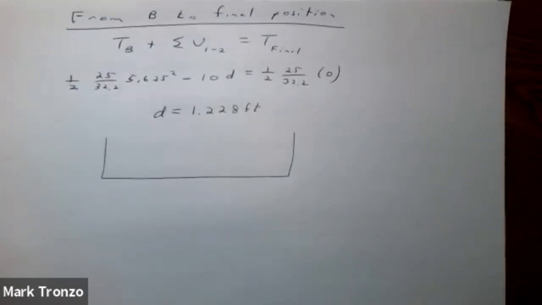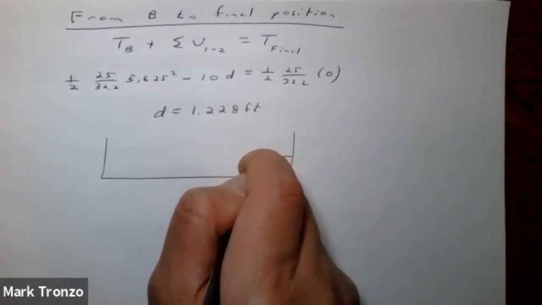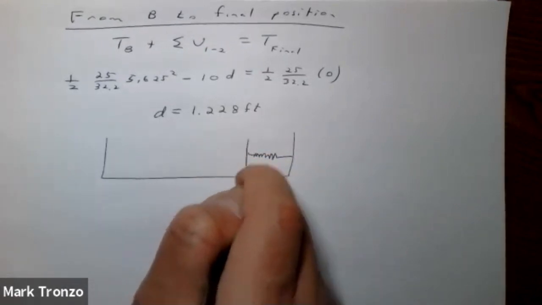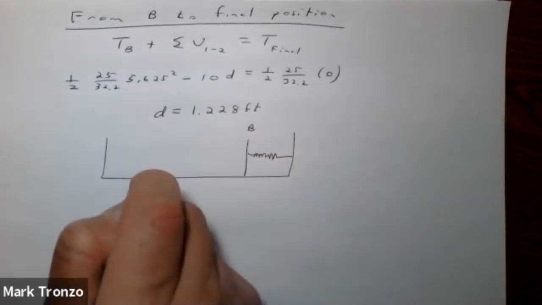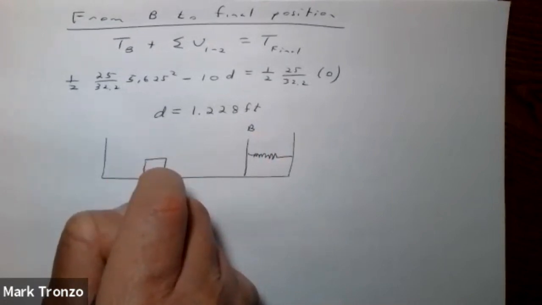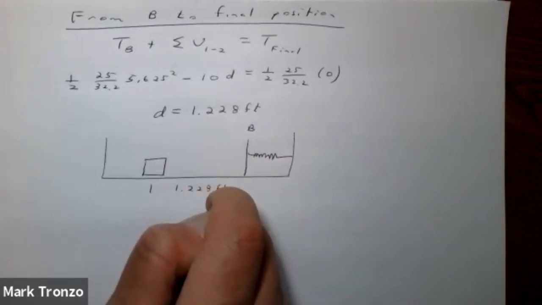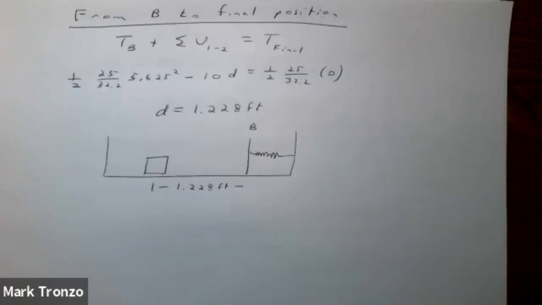So what that's going to mean is, just to get our position right here, if this is point B, then its final position is 1.228 feet from there, to end up something like that. Any questions on that? It's kind of a long problem.